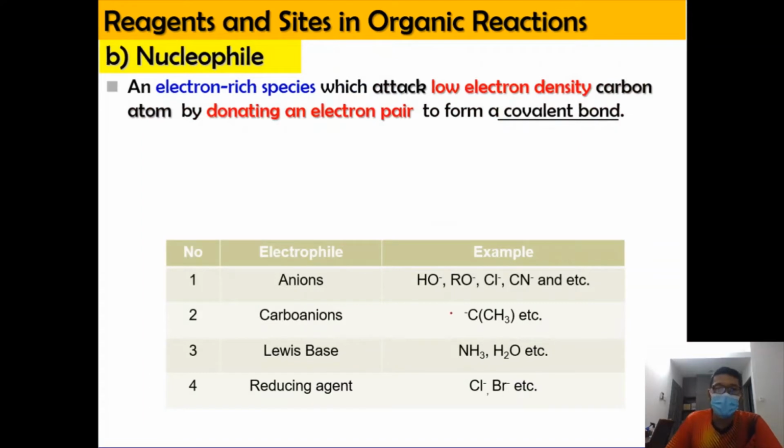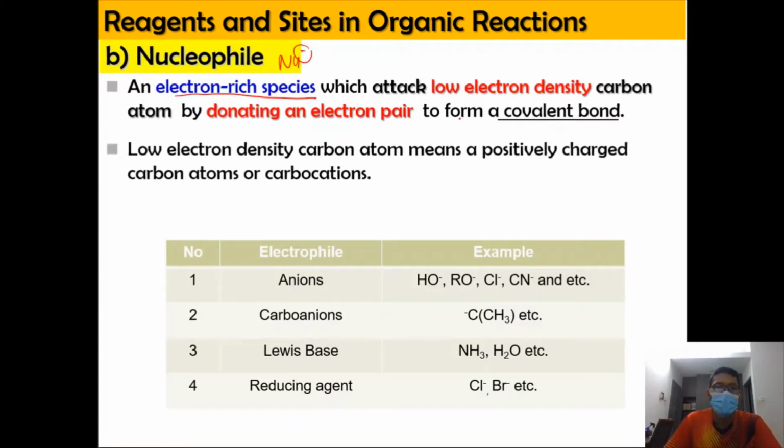Next one, we have the nucleophile. Nucleophile here means that it is an electron-rich species. So, Nu minus, it is rich in electron. And it will attack a low electron density carbon atom by donating an electron pair to form a covalent bond. So, low electron density carbon atom means a positively charged carbon atom or the carbocation. You know that nucleophile is a very electron-rich species, so it will attack a low electron density carbon atom, for example, carbocation. So more electron will attack the less electron.